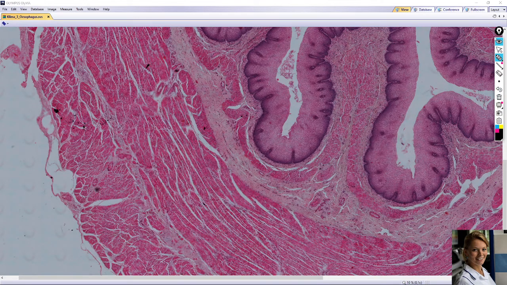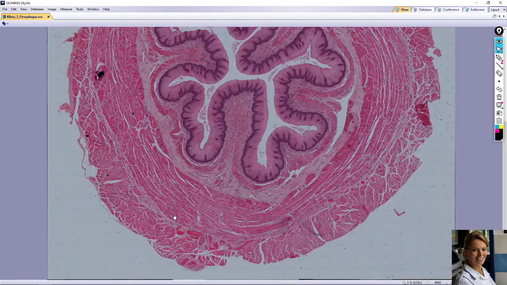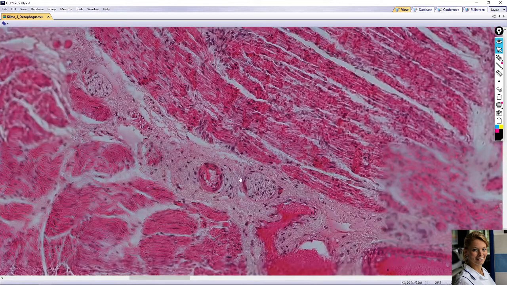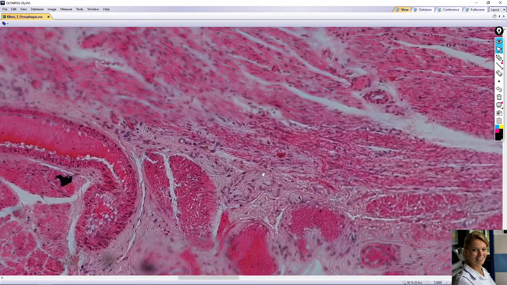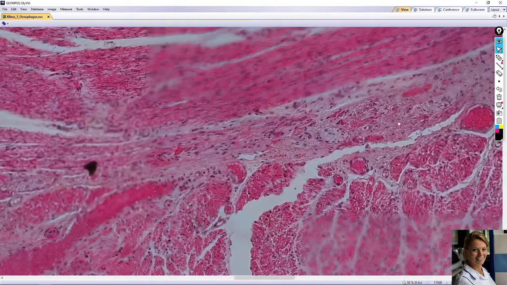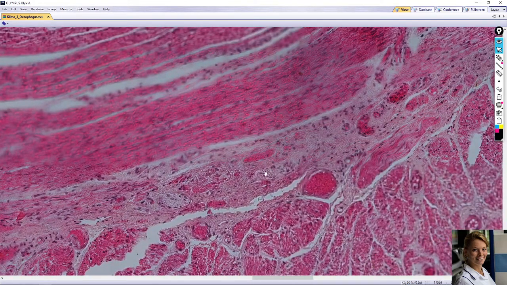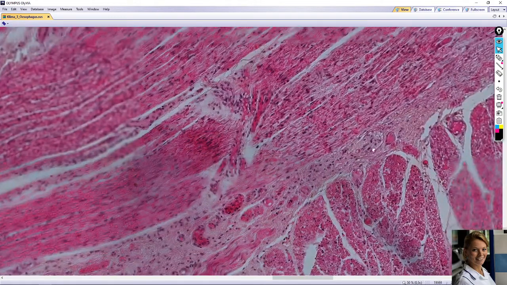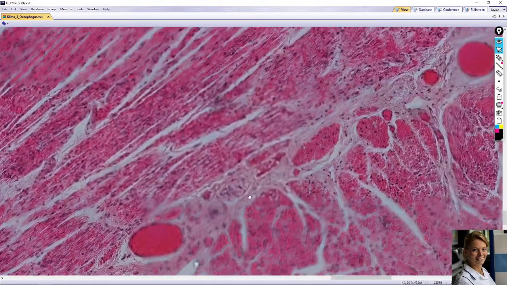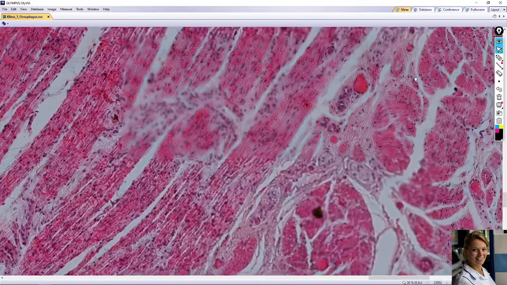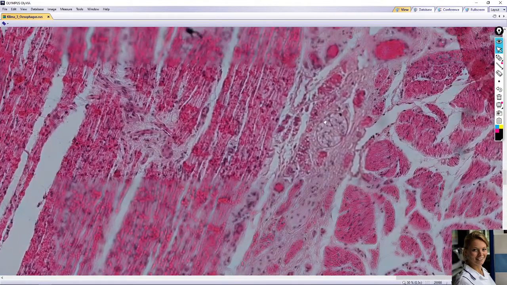Between the muscle layers you can observe the parasympathetic nerve plexus called Auerbach. Here is visible also here. Here. Here are visible nerve fibres, ganglia of the parasympathetic nerve plexus, also here.